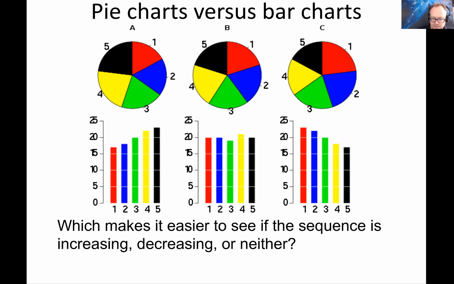I said that small differences in angle are difficult to judge. So here I have three data sets, each being shown as a pie chart and a bar chart. And in the bar charts, it's really obvious that the first data set is increasing, the last one's decreasing, but in the pie charts, it's very difficult to see that.